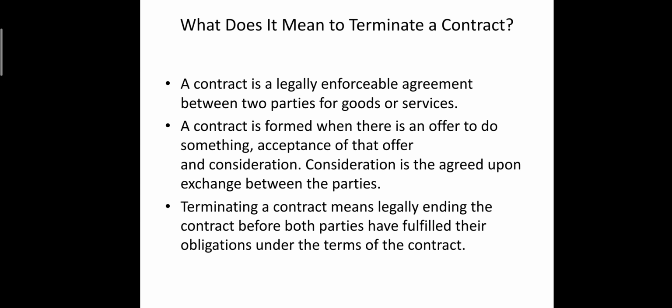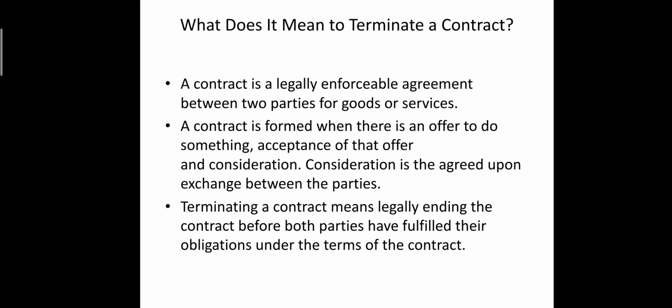What does it mean to terminate a contract? A contract is a legally enforceable agreement between two parties for goods or services. Contracts can be oral or written, though it is generally recommended that contracts be in writing and signed by both the parties. A contract can be formed when there is an offer to do something, acceptance of that offer, and consideration. Consideration is the agreed upon exchange between the parties.